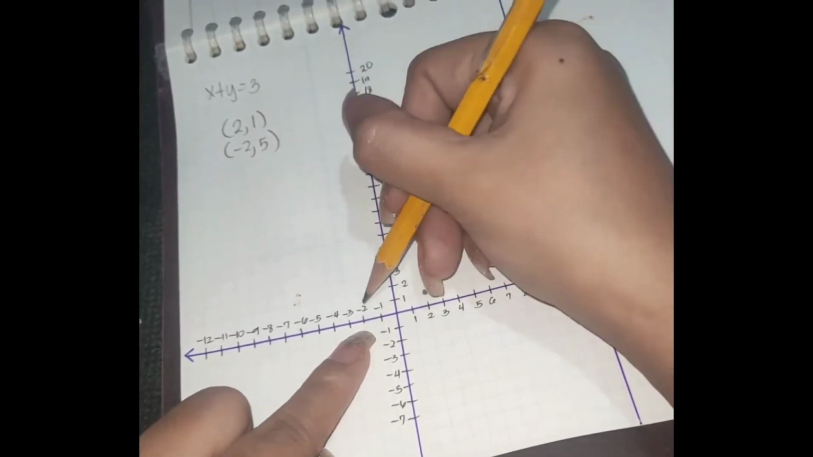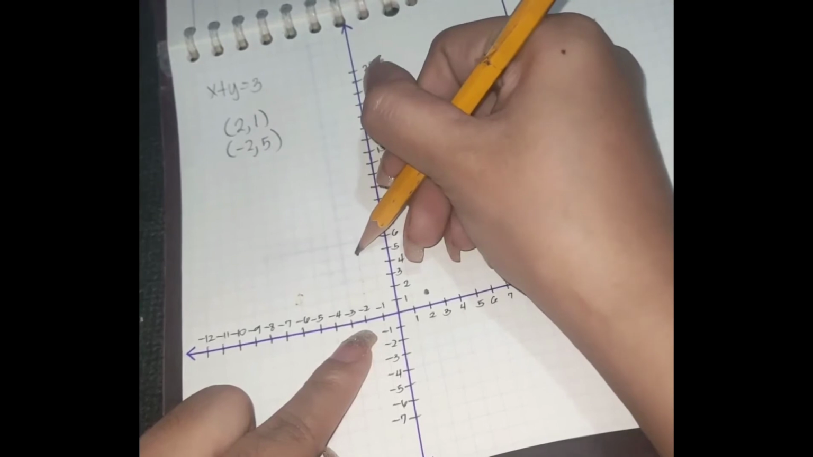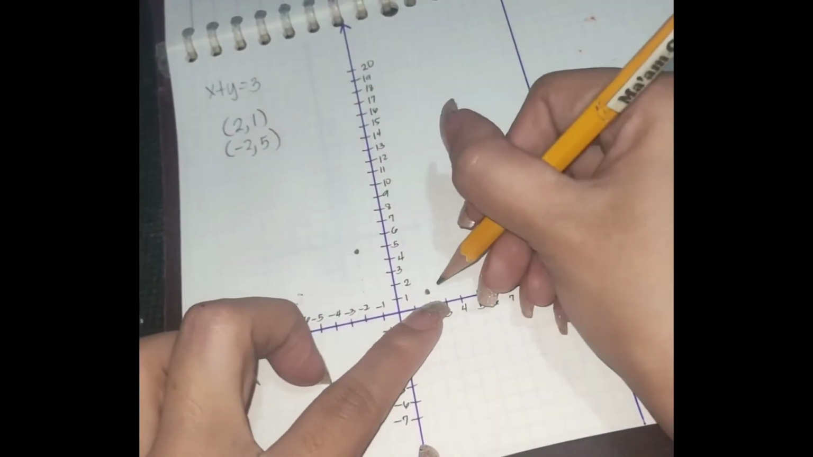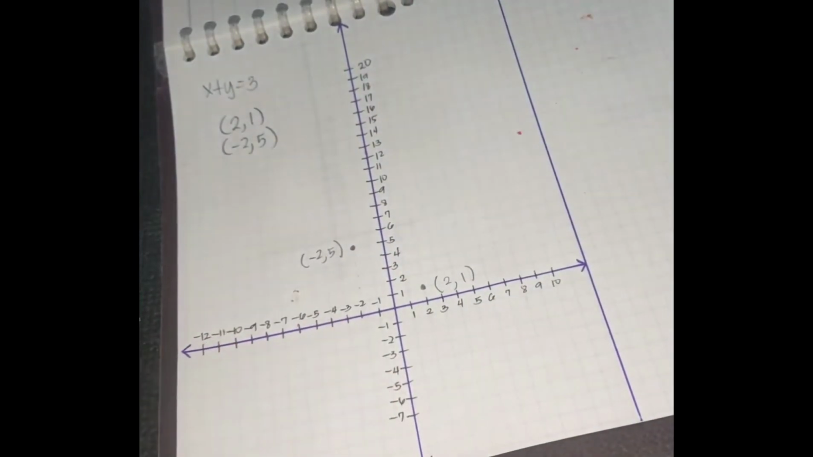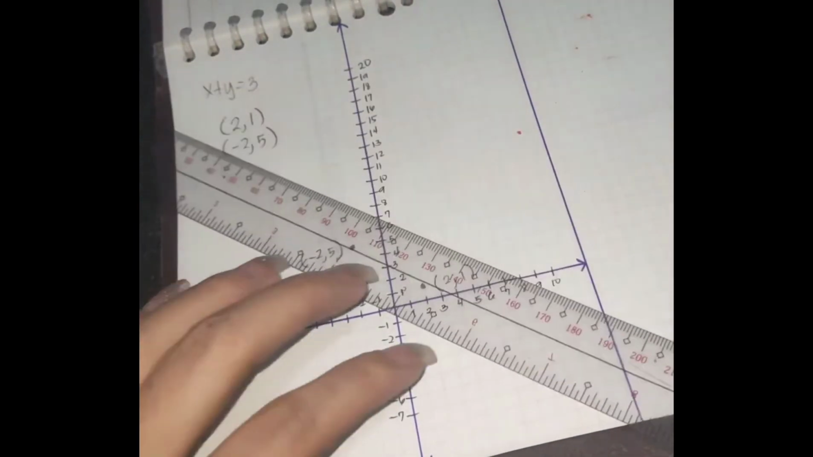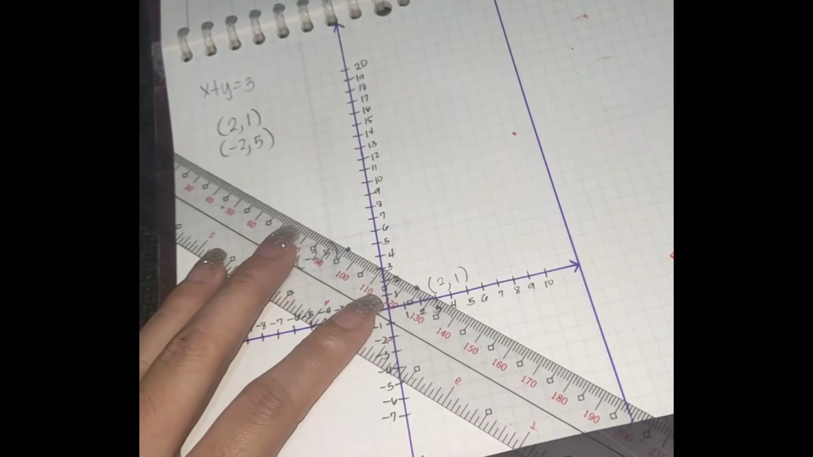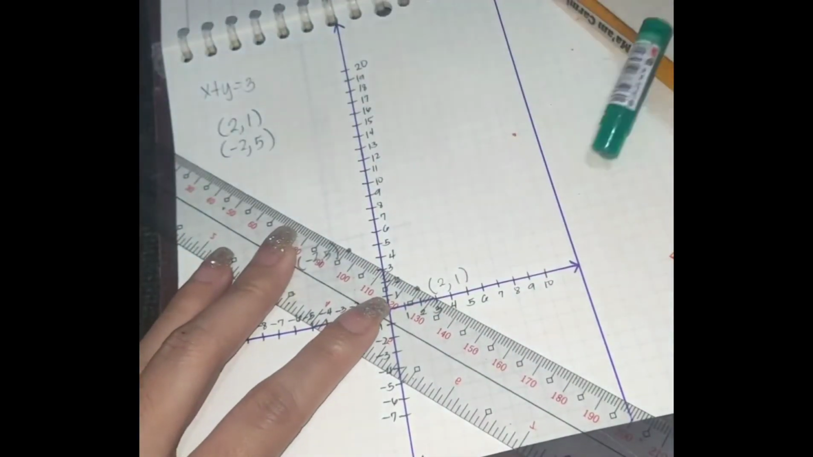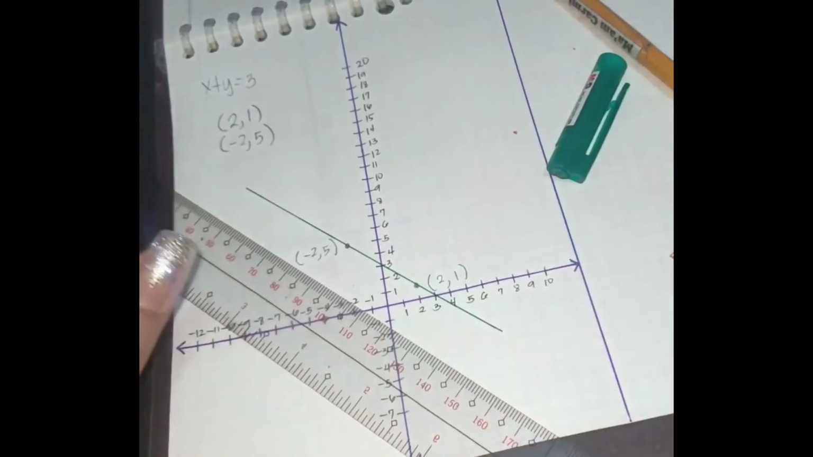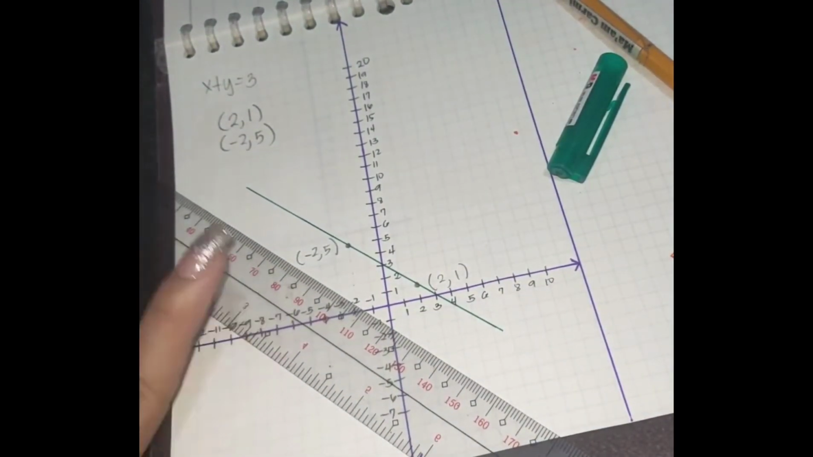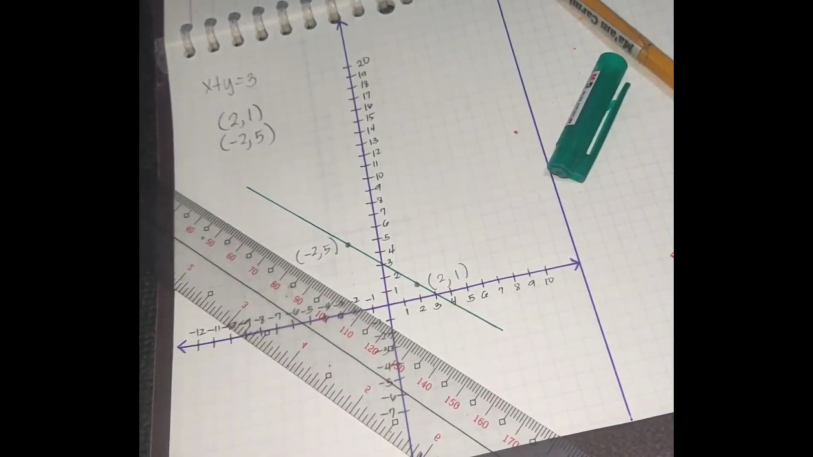So, positive 5 yun. So, bilang tayo ng 1, 2, 3, 4, 5. And then, ito yung 2, 1. Ito naman yung negative 2, 5. And then, i-connect na lang natin. So, ito pa yung ruler ko. So, let's just connect. Gamit ako ng green pen. So, extend lang natin. Hindi natin isasakto doon kasi hindi pa dulo yung graph na yun. So, that is how you graph our first linear equation.